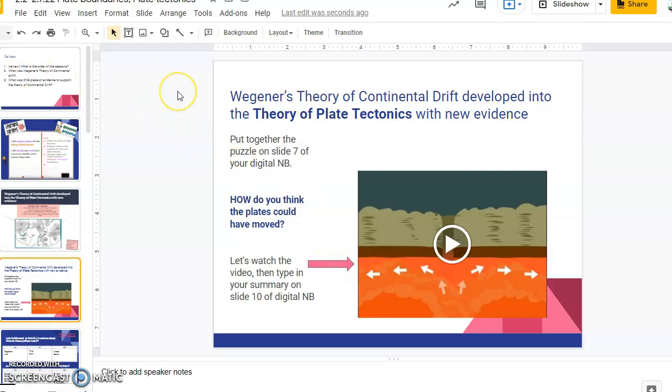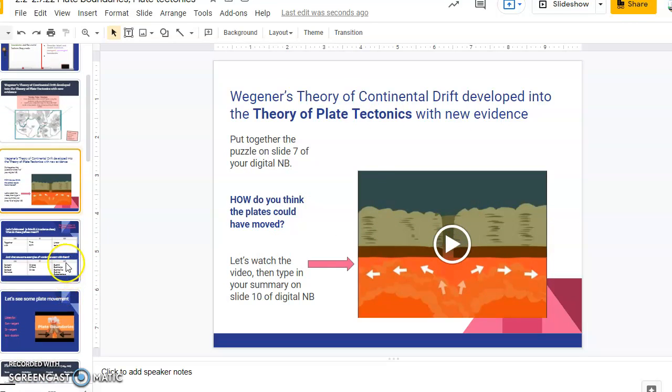Here is Wegner's theory of continental drift in plate tectonics. So this is going to help you put together slide 7. If you're stuck, ask yourself, how do you think the plates could have moved? We're going to watch the video, and you're going to type a summary on slide 10 of your digital notebook. So you're going to want to watch this in the daily slides. The link will not work in this recording.